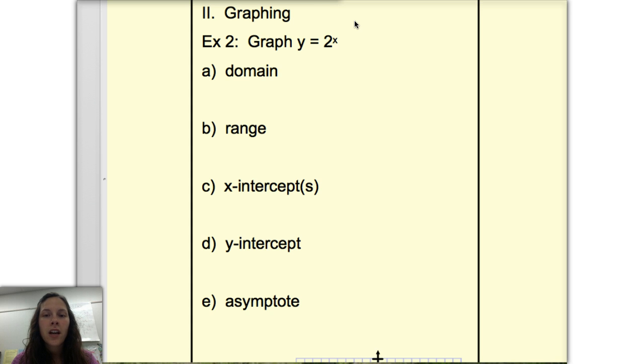We've looked at simplifying exponentials. Some of them had positive exponents, some of them had negative exponents, and you can also have 0 as an exponent. So the domain for our exponential functions is all real numbers.